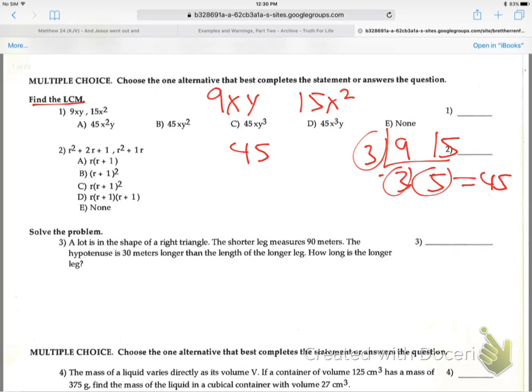45. So 45 is the number part. I guess we could have guessed that. They all have a 45. 45 is the number part. And what do you do for the letters? You take one of each to the highest power, right?